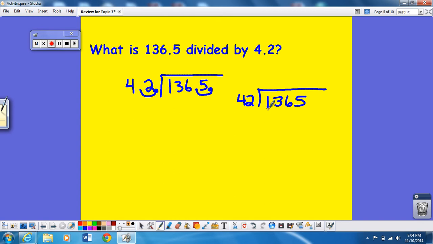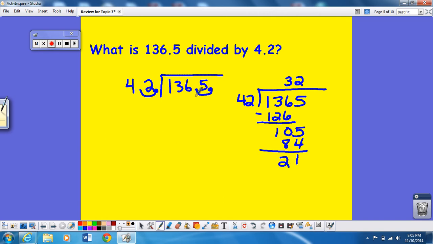So really we're now just dividing whole numbers. 42 doesn't go into 1. 42 doesn't go into 13. 42 goes into 136. Let's try 3 times. 3 times 2 is 6. 3 times 4 is 12. Subtract. Bring down. 42 into 105. Let's see. That would be 2 times. 2 times 2 is 4. 2 times 4 is 8. Subtract.